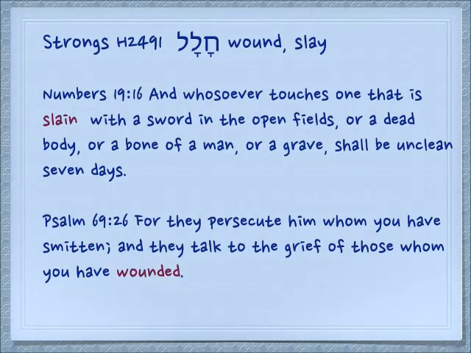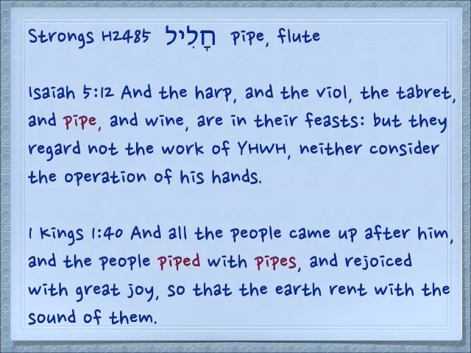Numbers 19:16. And whosoever touches one that is slain with a sword in open fields, or a dead body, or a bone of a man, or a grave, shall be unclean 7 days. Psalm 69:26. For they persecute him whom you have smitten, and they talk to the grief of those whom you have wounded. Something which definitely has to have a hole in it is a flute. You need a hole for the air to run through that vibrates to make the noise.